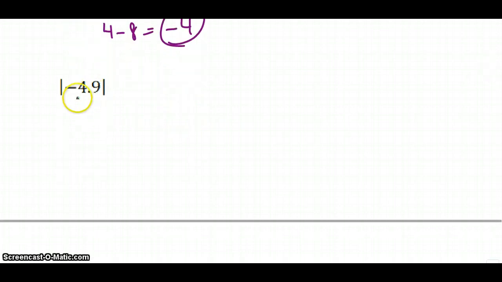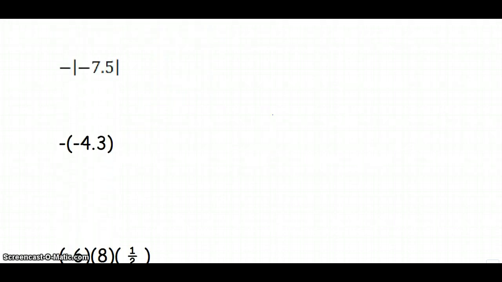Now I have the absolute value of negative 4.9. Whenever I take the absolute value of a number, my output is always positive. So my solution is 4.9. Negative of the absolute value of negative 7.5. Well, the absolute value of negative 7.5 is positive 7.5. Then I'm going to take the negative of that. So I have negative 7.5.